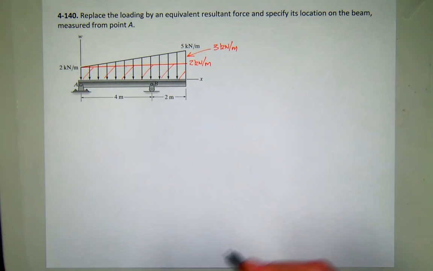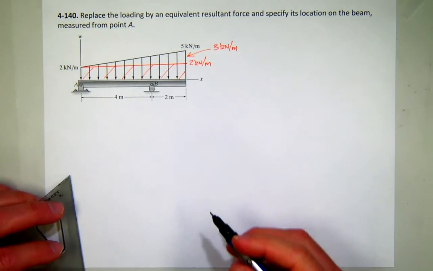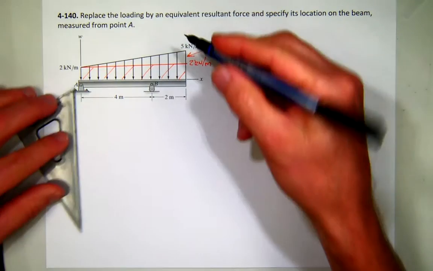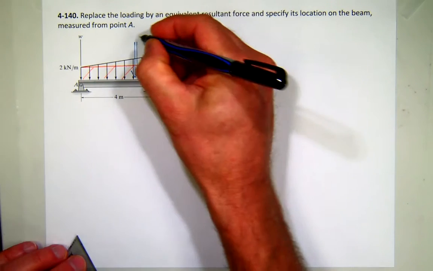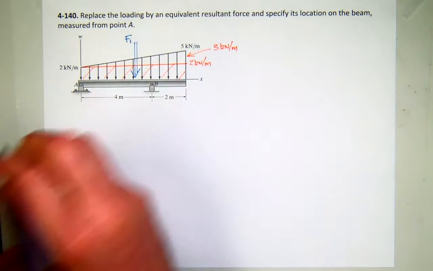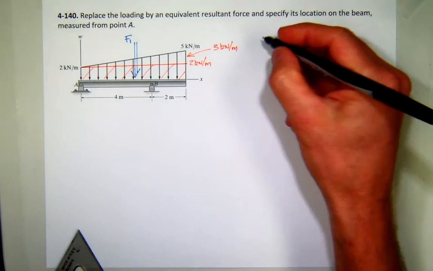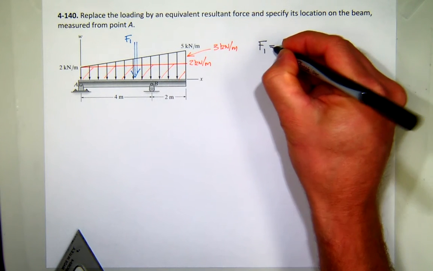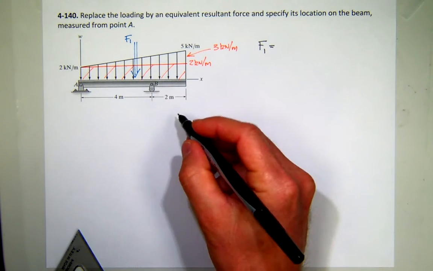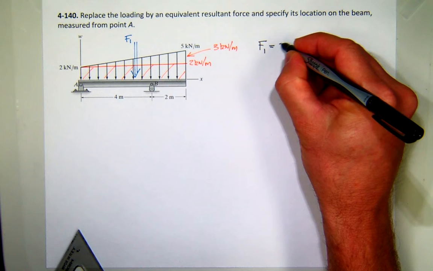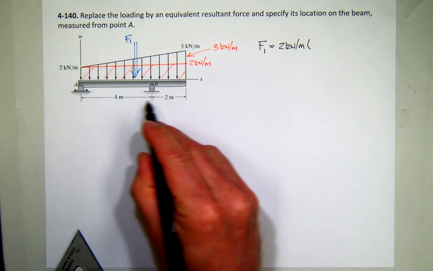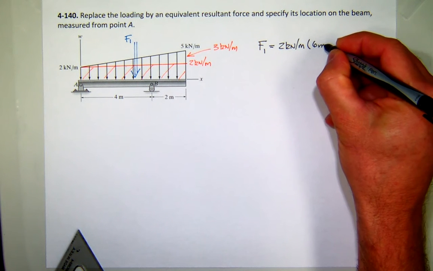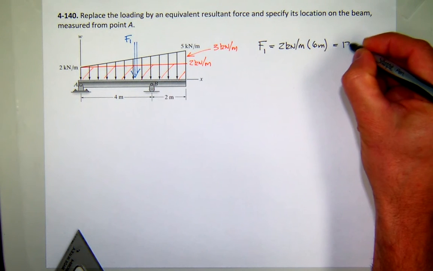So what's the equivalent force for the rectangle? Well, let me ask you this. Where do you think, I'll just kind of sketch it in. The equivalent force for the rectangle is here. I'll just call that, say, F1. So what is the value of F1? It's the area of the rectangle, which is base times height, which is 2 kilonewtons per meter times 6 meters. So it looks like it's just 12 kilonewtons.